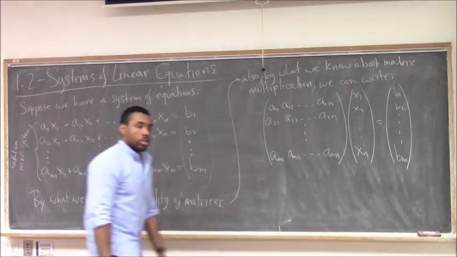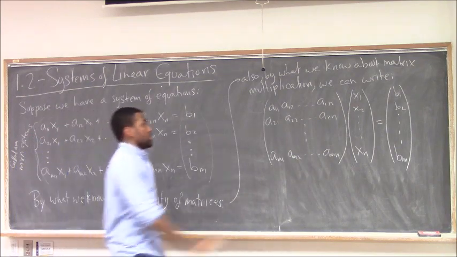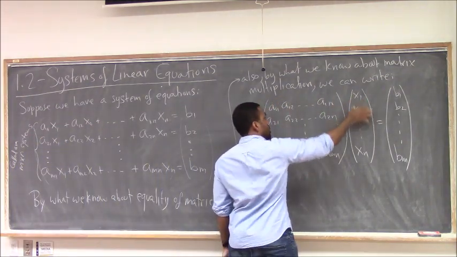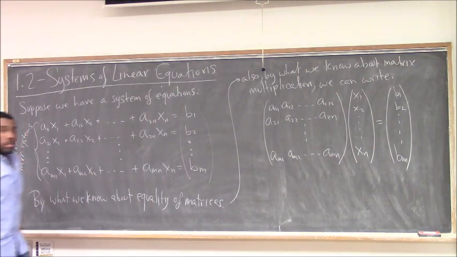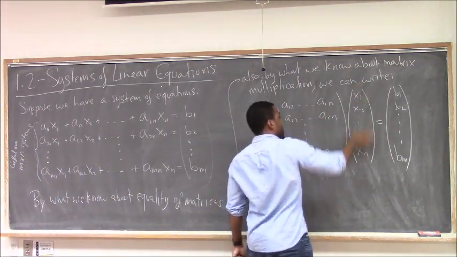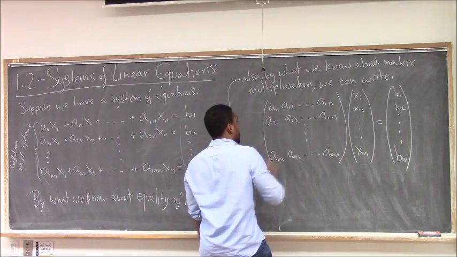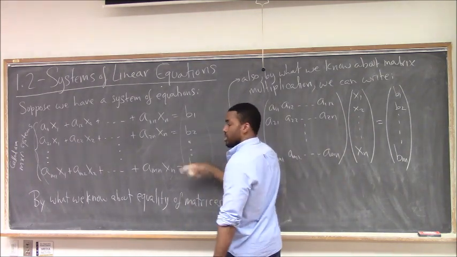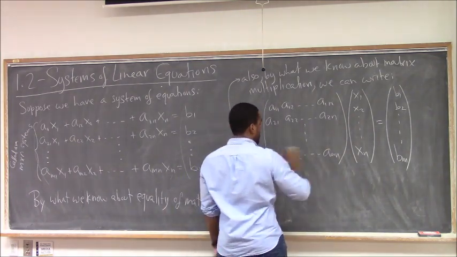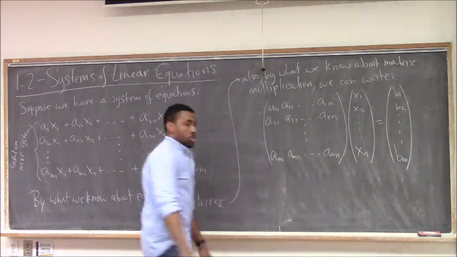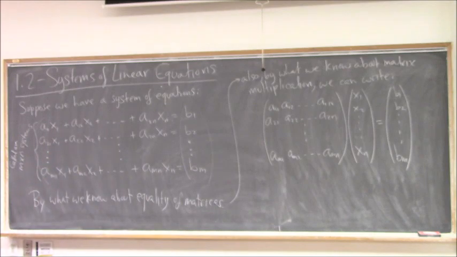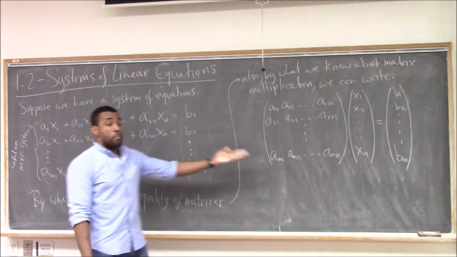You'll notice that if we follow our rules for matrix multiplication, take this row times that column, I get this line here. The second row times that, I get the second equation. Third row times that gives me the third equation, and so forth, all the way down to the last equation. This times that gives me this. So notice I just rewrote a standard system of equations as a matrix equation.